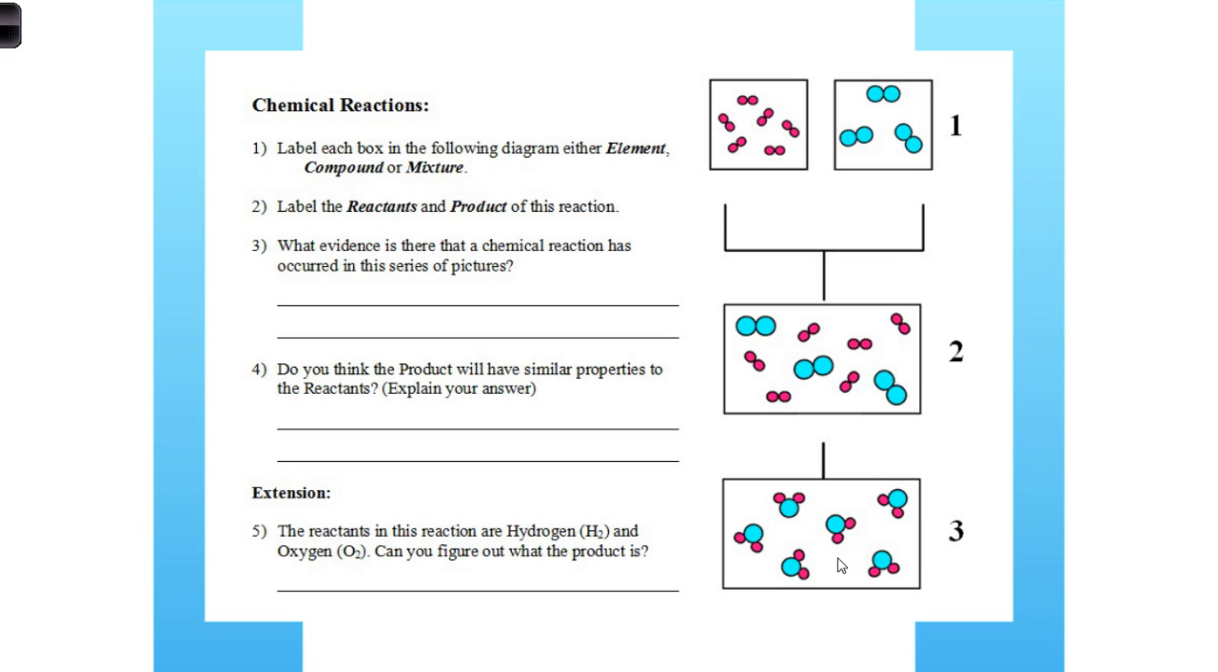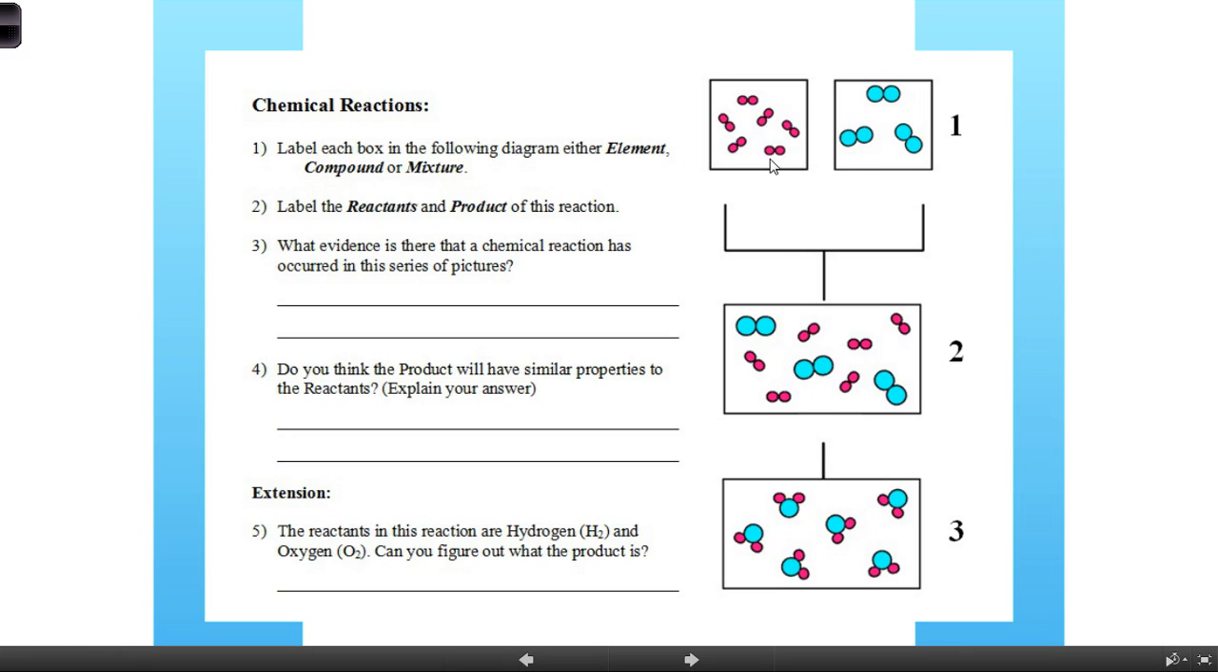Question 4, do you think the product will have similar properties to the reactants? Explain your answer. No. It's a new substance. It will have different properties from the elements from which it was formed. Extension: the reactants in this reaction are hydrogen and oxygen. Can you figure out what the product is?